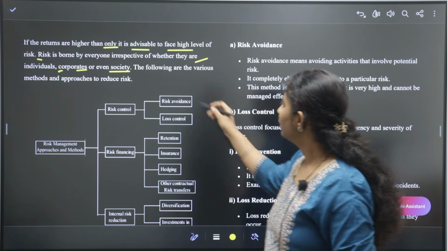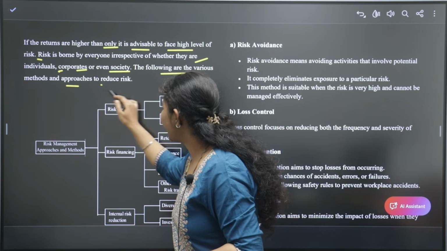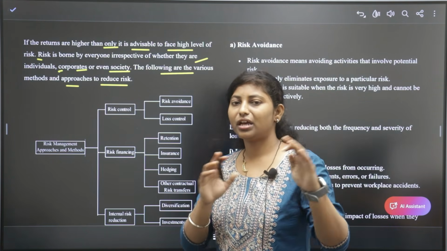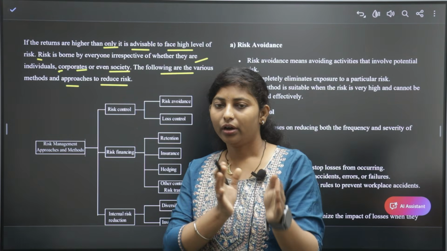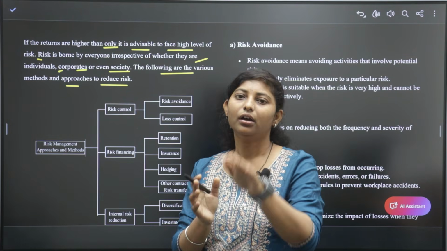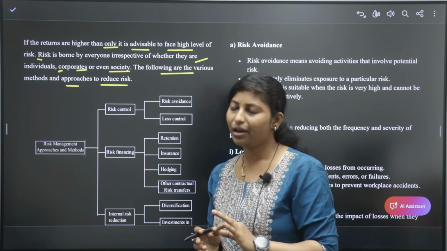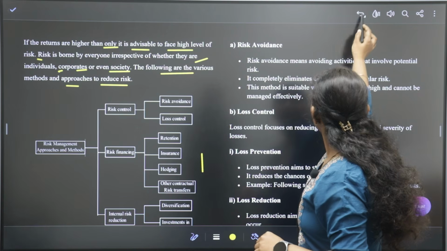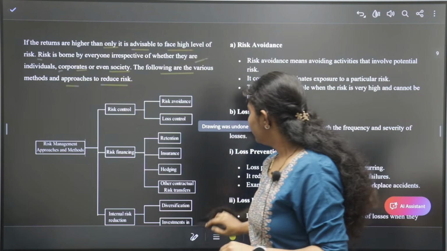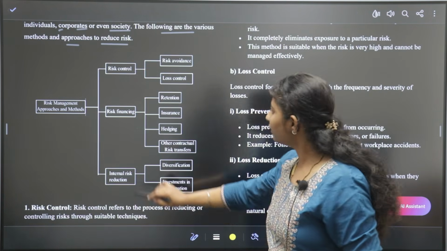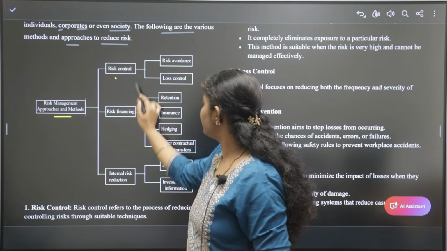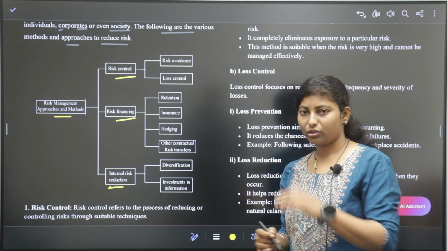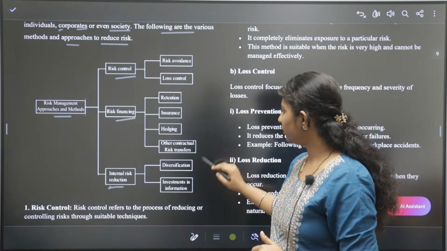Next, there are the following various methods and approaches to reduce risk. Let's see one by one what the approaches and methods are to manage or reduce our risk, or to reduce our losses or expenses in a business. Here we have three different approaches and methods: one is risk control, one is risk financing, and another is internal risk reduction. All these three we will discuss further and clearly.